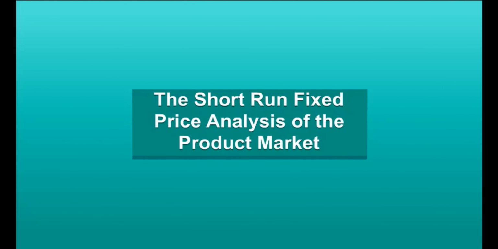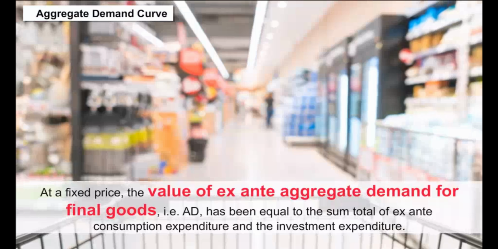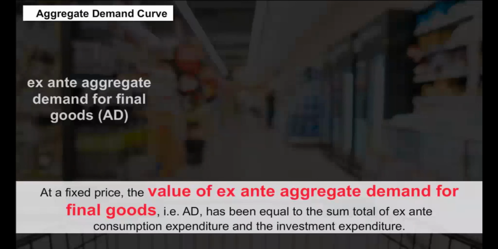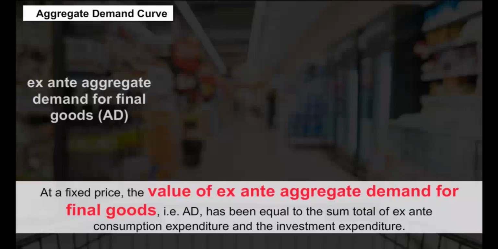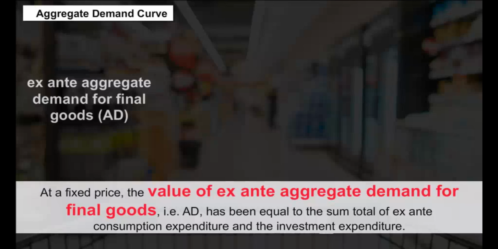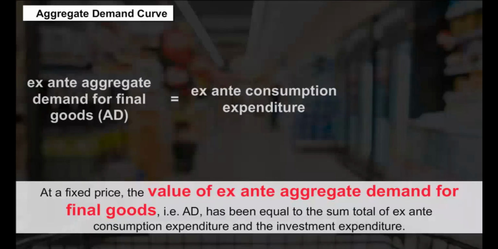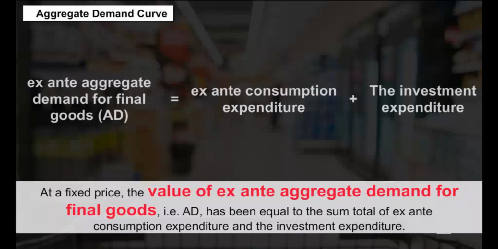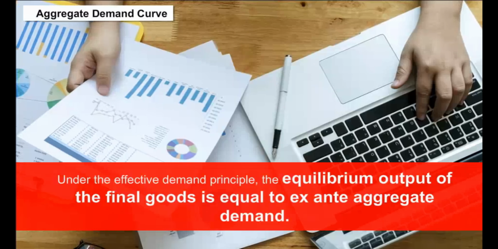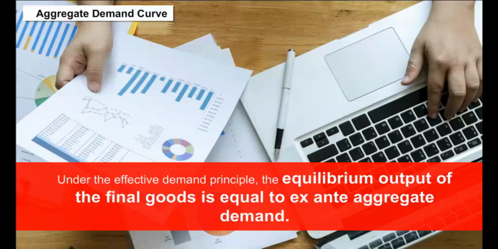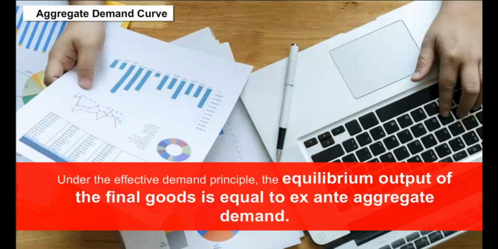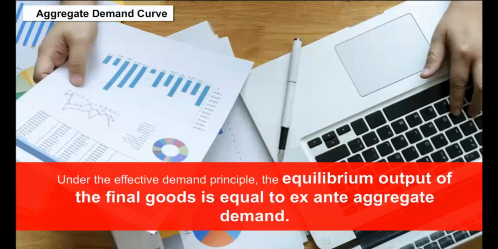The short-run fixed price analysis of the product market. Aggregate demand curve. At a fixed price, the value of ex ante aggregate demand for final goods, that is AD, has been equal to the sum of total ex ante consumption expenditure and the investment expenditure. Under the effective demand principle, the equilibrium output of the final goods is equal to ex ante aggregate demand.